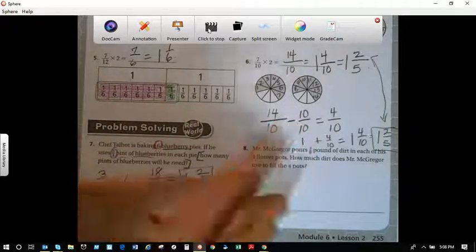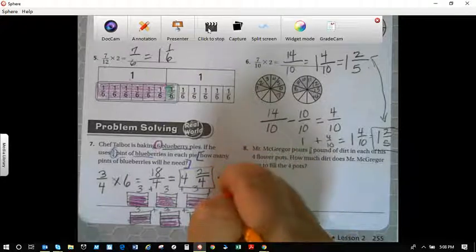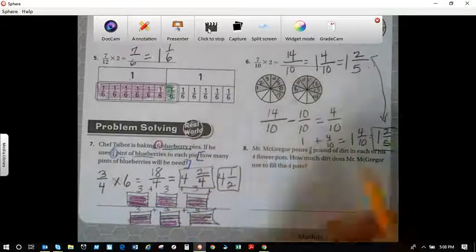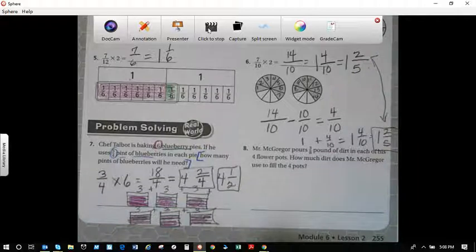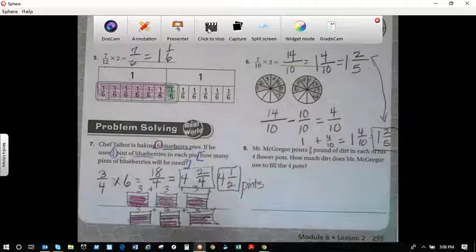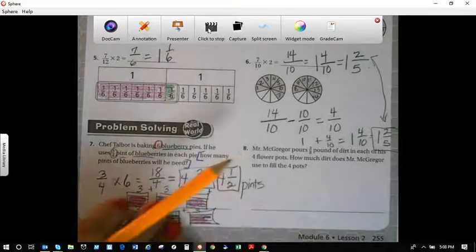So I'm going to have my 4. 2 goes into 2 1 time. 2 goes into 4 2 times. And so he's going to end up using 4 1/2 cups. Or pints, not cups, but pints. So do you see how we did it in a model, and then we're doing it as an equation? Very good.